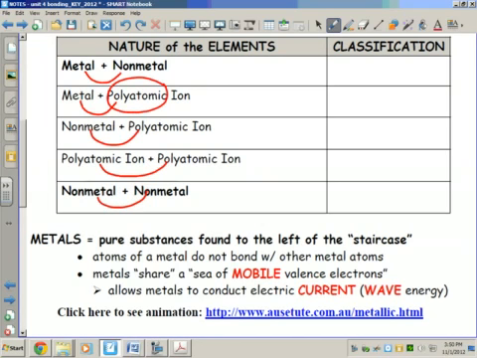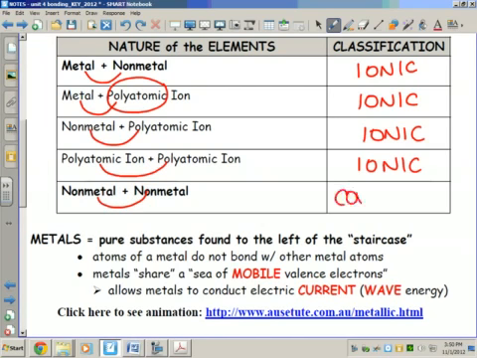So between a metal and a nonmetal, that's our first and our simplest ionic scenario. A metal and a polyatomic ion is also ionic. The bond between a nonmetal and a polyatomic ion is ionic. And our fourth ionic scenario is 2 polyatomic ions. So the only scenario in which a covalent bond is formed is when you have 2 nonmetals.